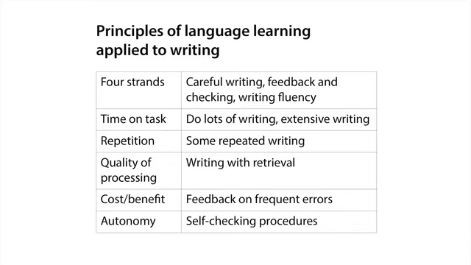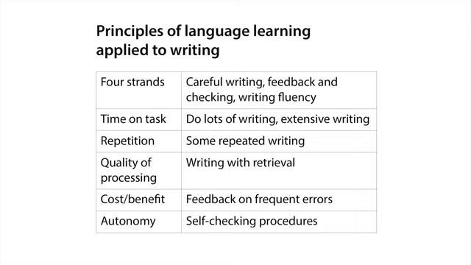Let's look quickly at 6 important principles and see how they apply to the teaching and learning of writing. The principle of the four strands is the first principle. The principle of the four strands says that writing should occur in the meaning-focused output strand, it should occur in the language-focused learning strand, and it should occur in the fluency development strand. So we need to have careful writing, there needs to be feedback and checking, and there needs to be the development of writing fluency.